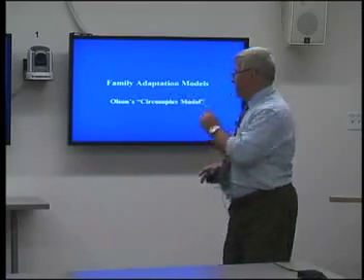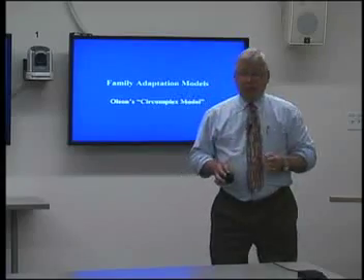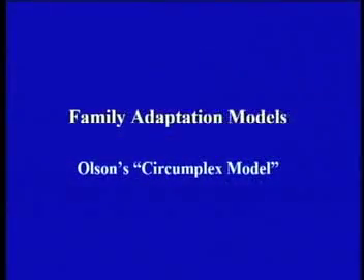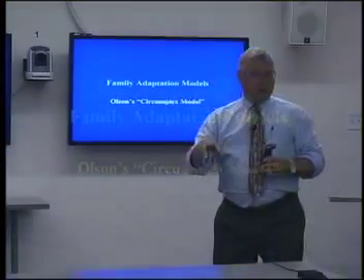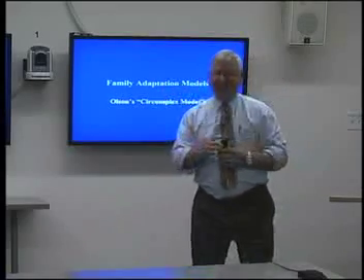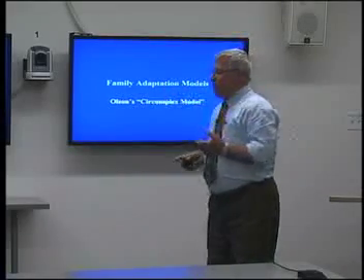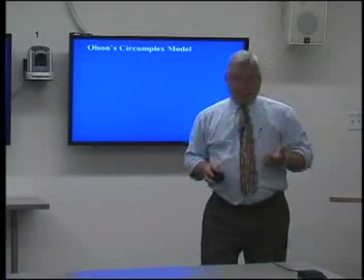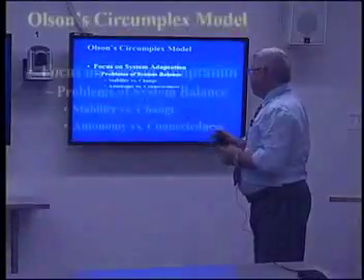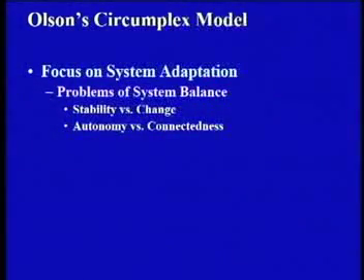And so this model is the Olson circumplex model. Now, it'll become apparent, if not today, in this lecture, then in the next lecture when we talk about measurement, why it's called the circumplex model. But just accept it for the moment, okay? This circumplex model is a family adaptation model. And so the focus is on what facilitates the system's ability to adapt to an ever-changing environment.